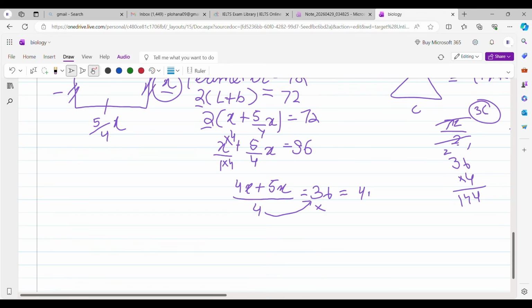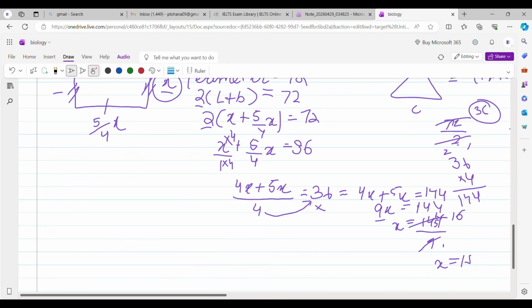Now I'm writing here 4x plus 5x is equal to 144, and 4x plus 5x is what? It's 9x is equal to 144. When we are going to find the value of the unknown, right, the 9 coefficient will go there and be in the denominator. So 9 ones are 9, 9 ones are 9, 5 is left, and 9 sixes are 54. So the x value is now 16.